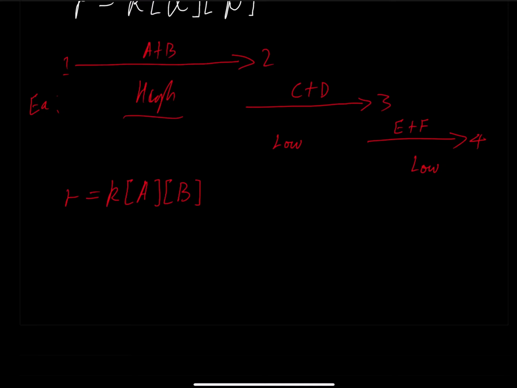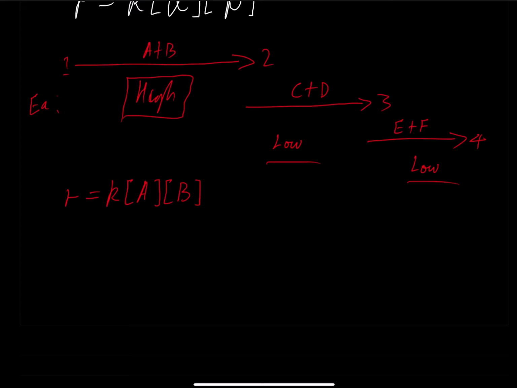So this is high activation energy, this is low activation energy, this is low activation energy. This one here has the highest activation energy, and therefore it's the slowest step out of all of the three reactions. Therefore, the rate of this reaction is determined by this first step from 1 to 2, and therefore that is the rate determining step. And that's the reaction that's going to form a rate equation.